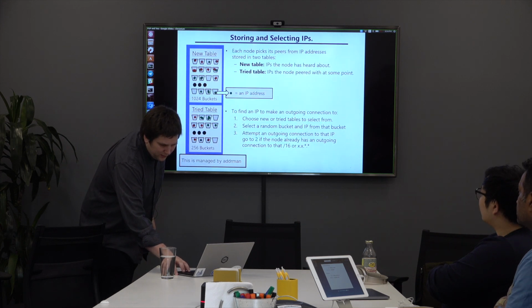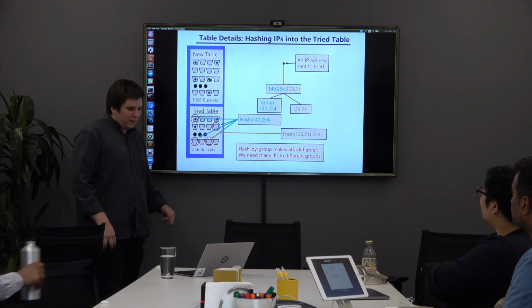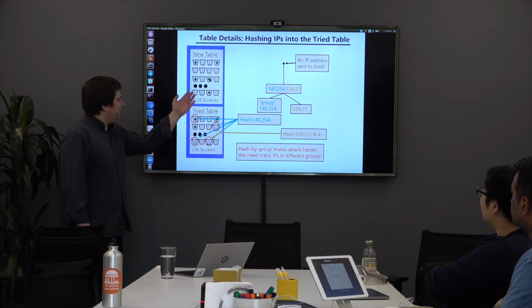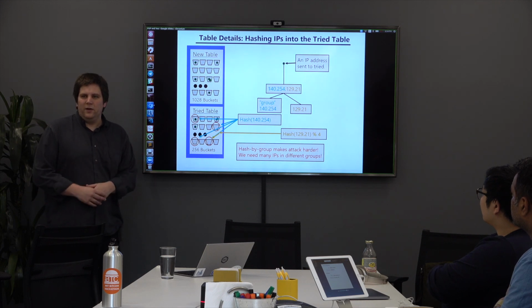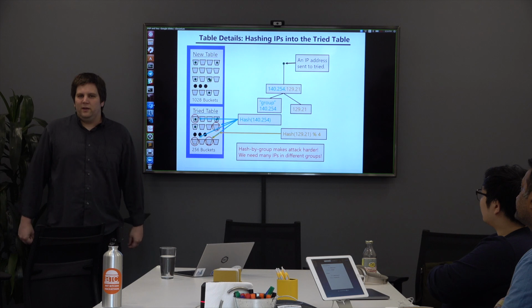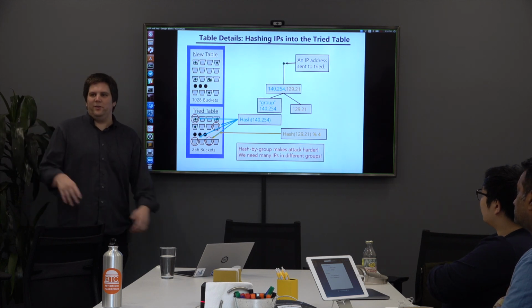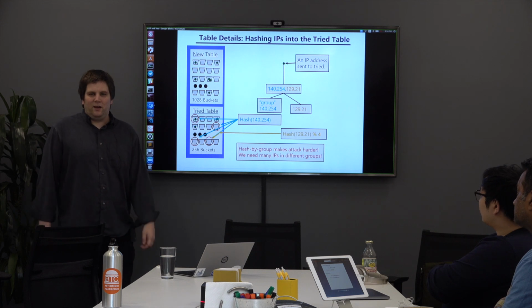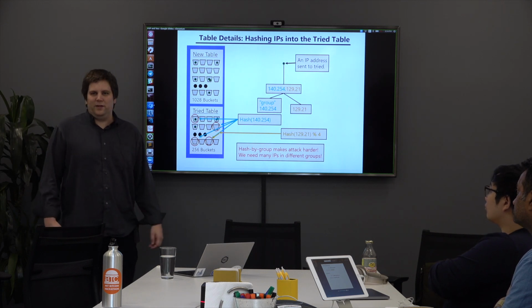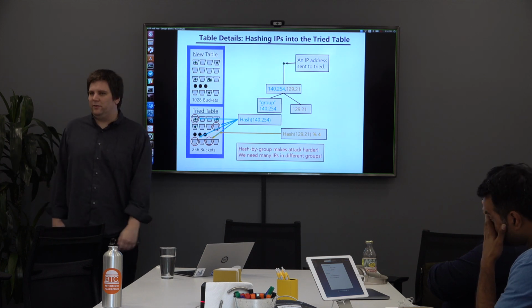Sure. I think I might even have a slide on that. Because the new table is not IP addresses that connect to you, what an attacker would do is connect to a node and be like, here's 2,000 new IP addresses that are totally real Bitcoin nodes. Here are their IP addresses. And then it would, again, be like, hey, here's 2,000 new IP addresses. And it would just fill up the whole table with nonsense.